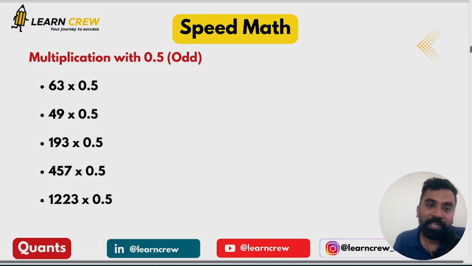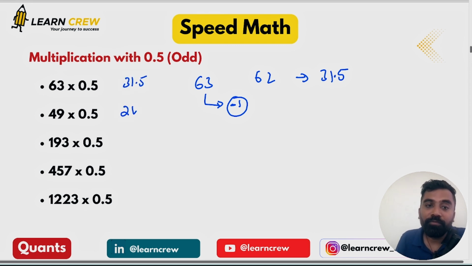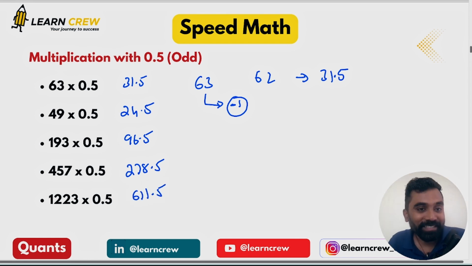Now with this 0.5, same thing, just half it. 62. So this becomes how much? 63 minus 1 is 62. What is half of 62? 31. For 5, what would you have done? Add a 5 in the end. Now add a decimal to it. This becomes 31.5. Same way, this becomes 24.5. This becomes 96.5. This becomes 278.5. This becomes 611.5. That's it. It is as simple as I tell right now.